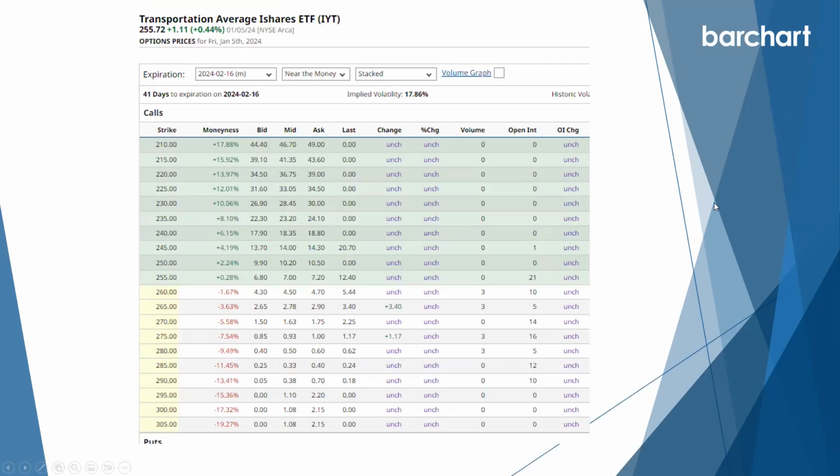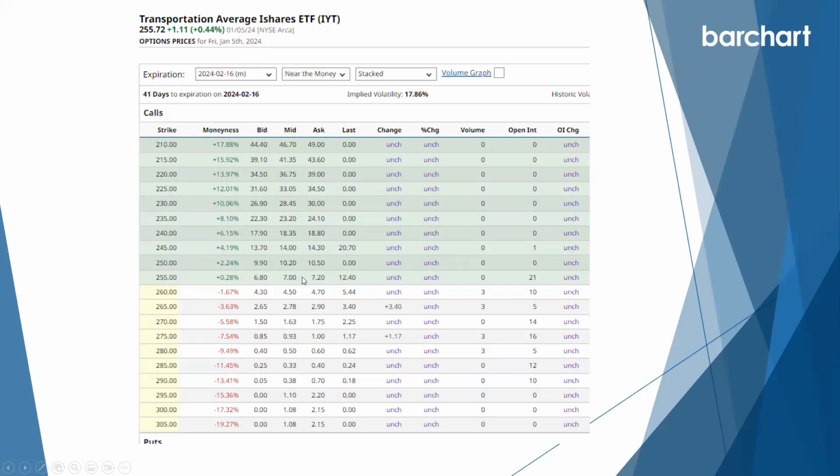Similar for IYT, a fairly well-known, popular transportation ETF, but just really inactive in the options market. You can see here basically no volume and very little open interest. And once again, quite wide bid-ask spreads. For example, if we wanted to sell this 255, it's going to be very hard to sell that at $7. The market makers are going to take us to the cleaners a little bit on that one.